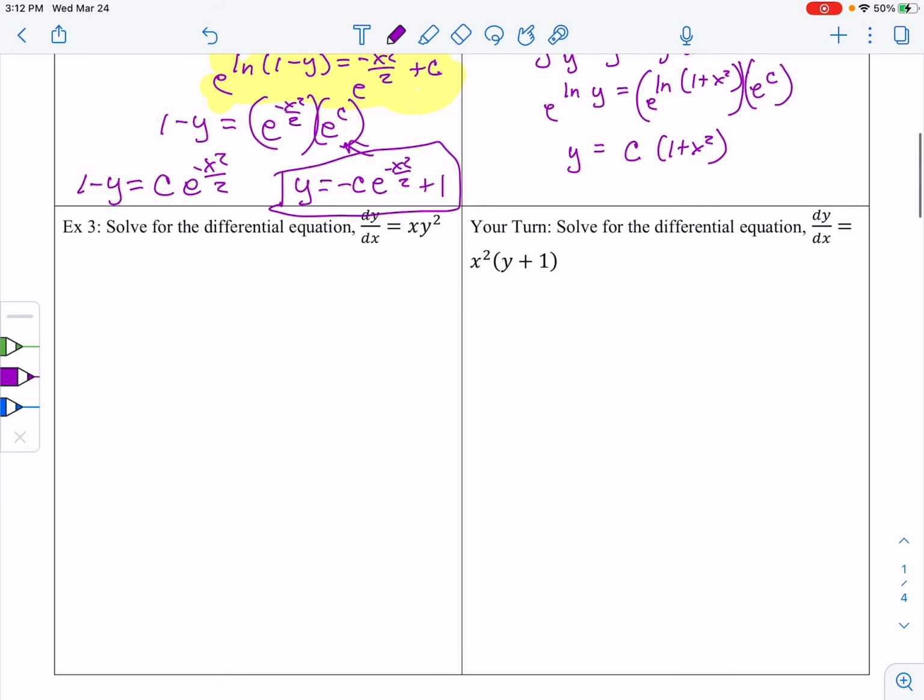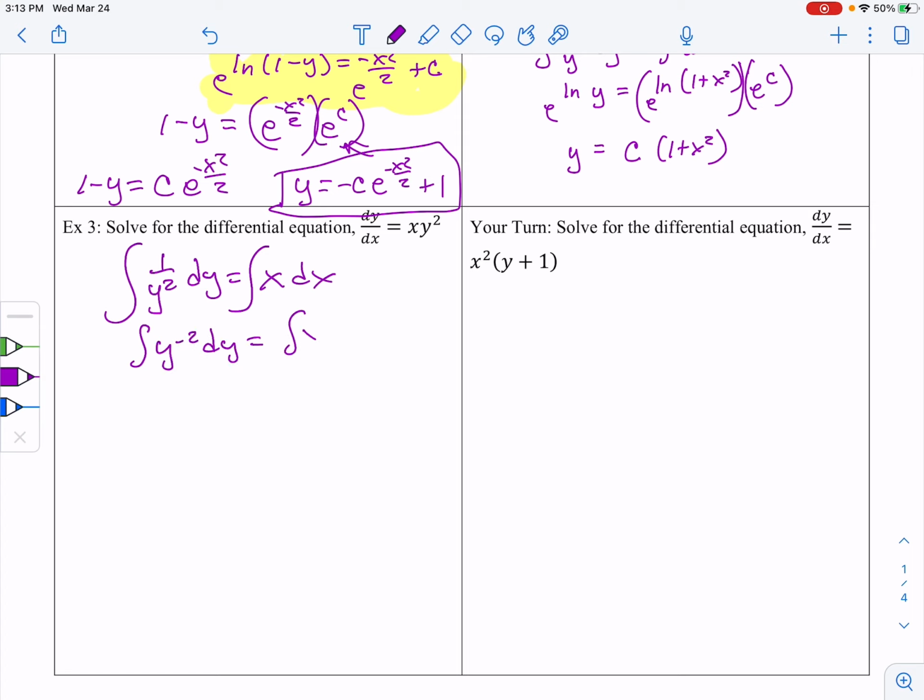We'll do this one, and I'll give you the answer to that one. Okay? So this ends up being 1 over y squared dy equals x dx. Be careful, this is not the natural log of y squared. Right? This is the integration of y to the negative 2 dy. Integration of x dx. And so that becomes negative 1 over y equals x squared over 2 plus c. You multiply by the negative. And then you take the reciprocal.